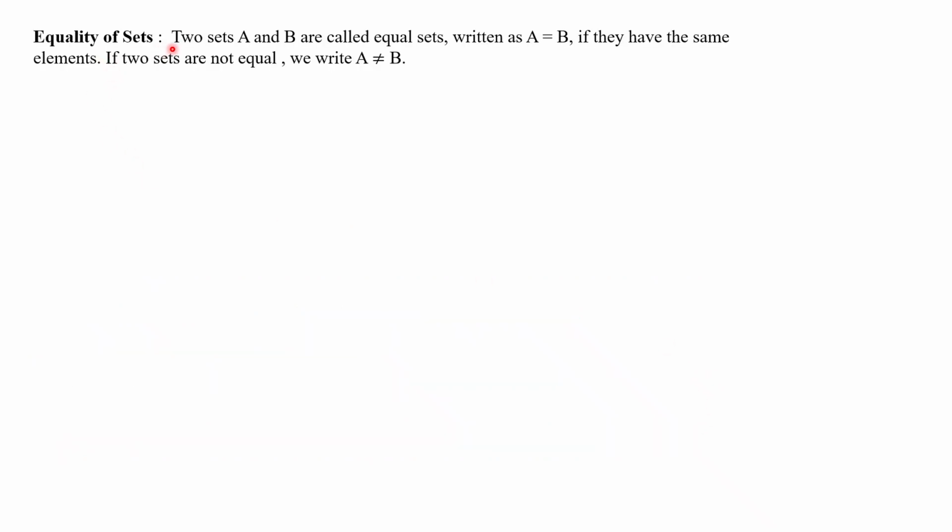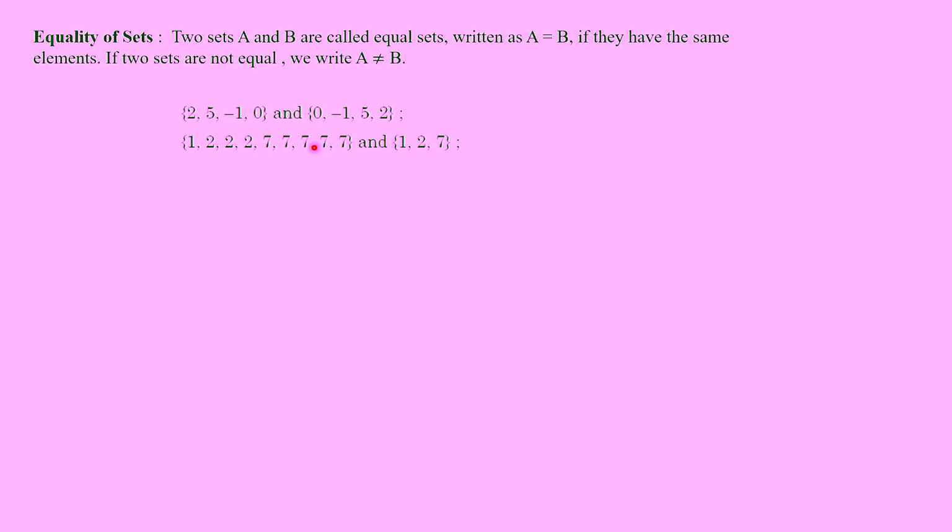Next is equality of sets. Two sets A and B are called equal sets, which is written as A equal to B, if they have the same elements. And if two sets are not equal, we write A not equal to B. So let's see the example: 2, 5, minus 1, 0, and here also 0, minus 1, 5 and 2. If you see, in both the cases it is the same members, just the order is not the same. So we call this an equal set. Here also 2 and 7 are repeated, so actually the members are 1 to 7 only. So this is also an equal set.